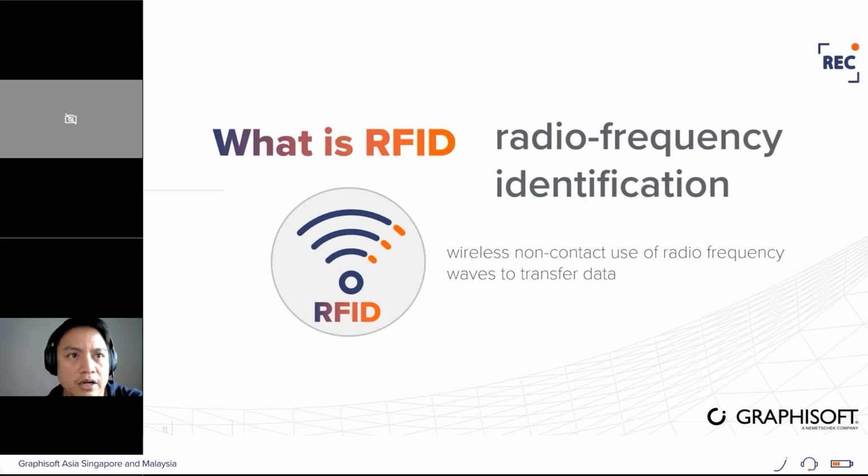Again, what is RFID? RFID is radio frequency identification. It is a wireless, non-contact use of radio frequency waves to transfer data. You can tag items with RFID stickers. This allows you to automatically and uniquely identify and track the inventory or your elements or assets. It is used for vehicular tracking, manufacturing, mining, asset tracking, and many more.